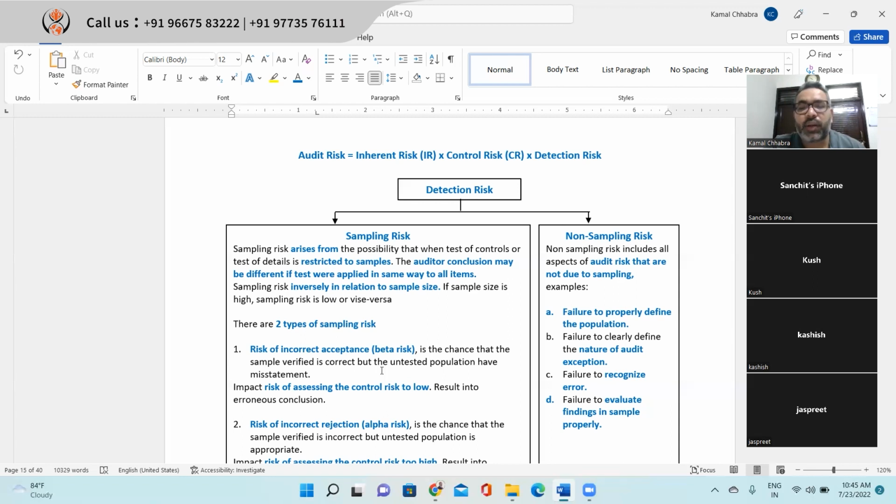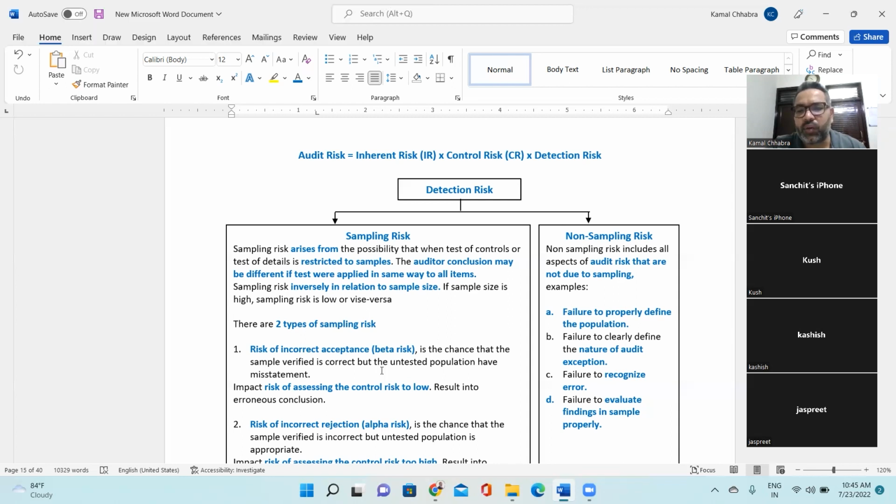So that comes under the non-sampling risk. You have not considered the entire population for the testing. Make sense? So we can say completeness and accuracy of the population, right? Yes, absolutely true. So failure to properly define the population will come under the non-sampling risk.